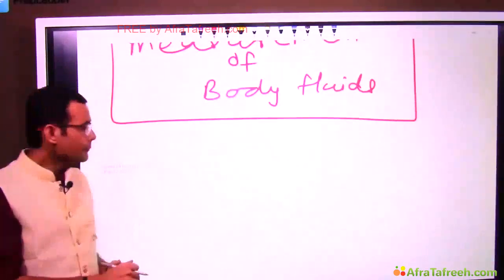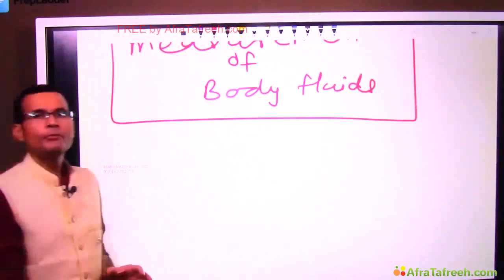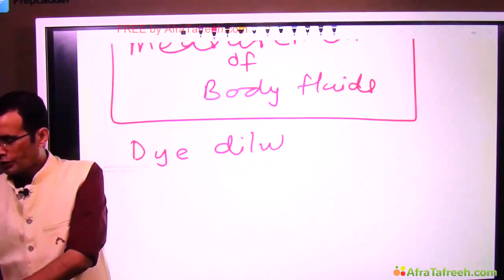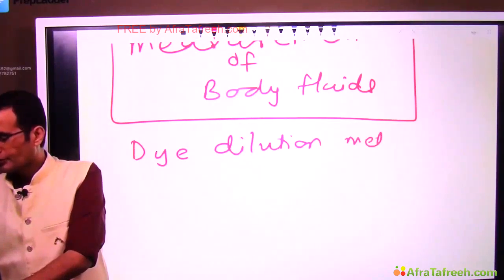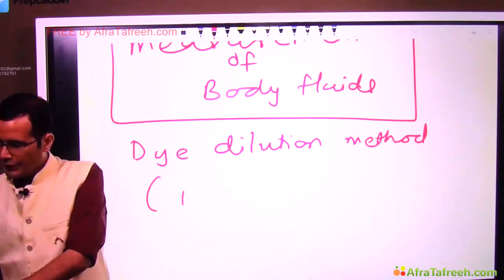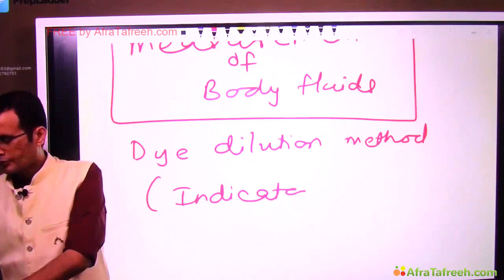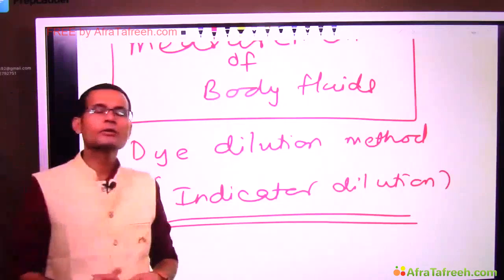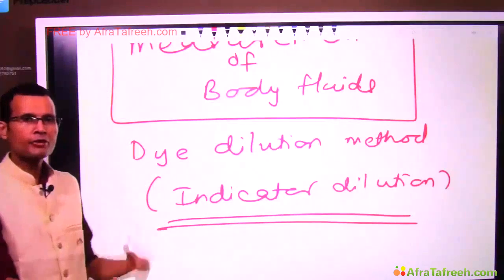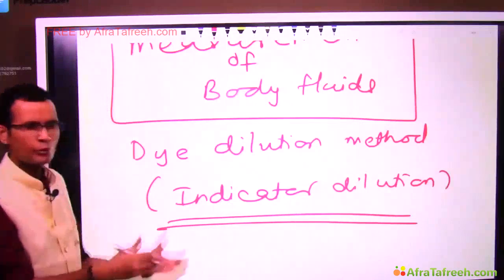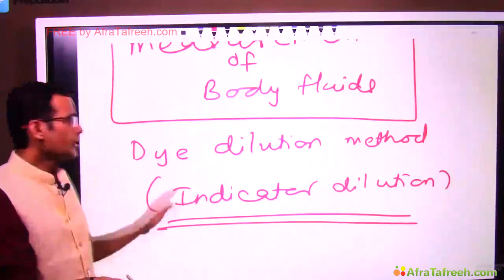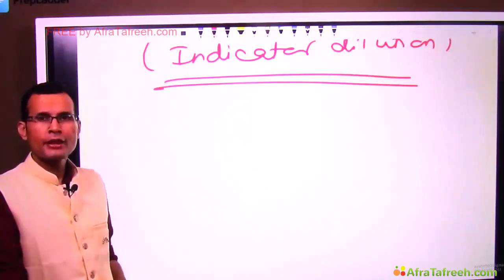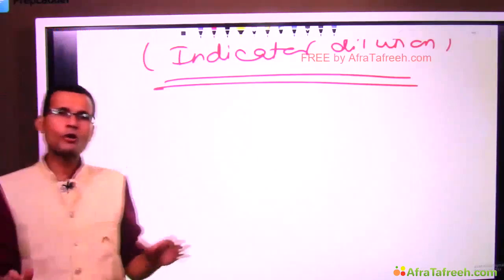Okay, so let's begin. How do we measure the various body fluids? The method is called the dye dilution method or indicator dilution method. Indicator dilution method is based on the Stewart-Hamilton principle. I mean, it is named after Stewart Hamilton. So sometimes it is also called the Stewart-Hamilton dye dilution technique. What is the basis for this particular technique? It's a dilution of the indicator.